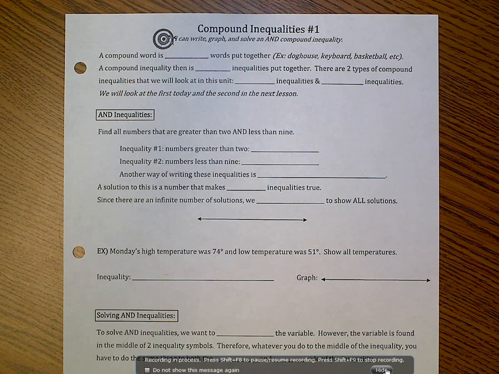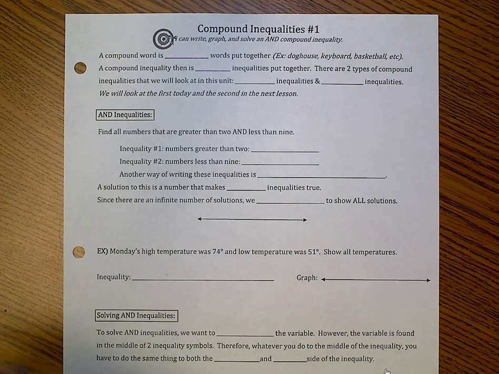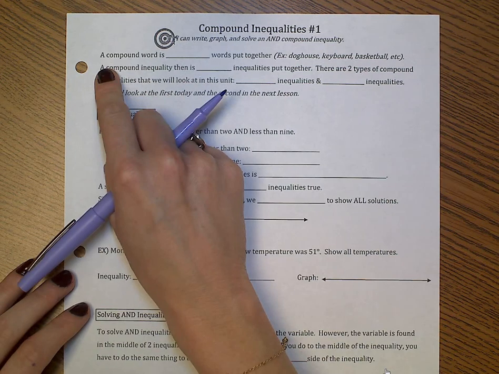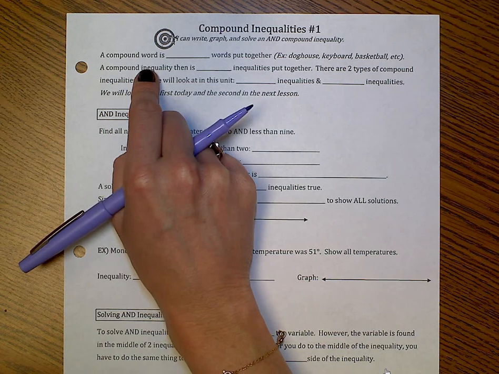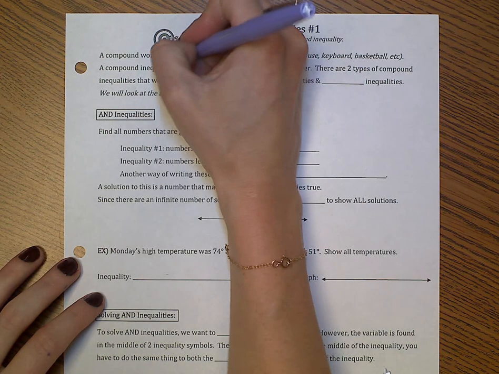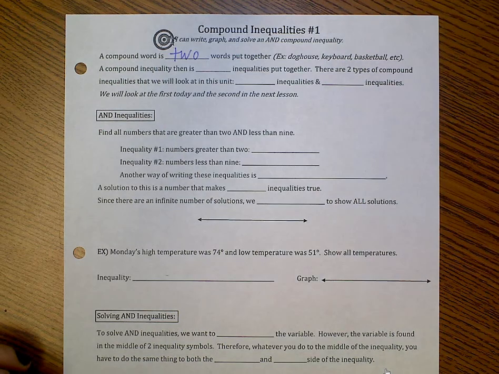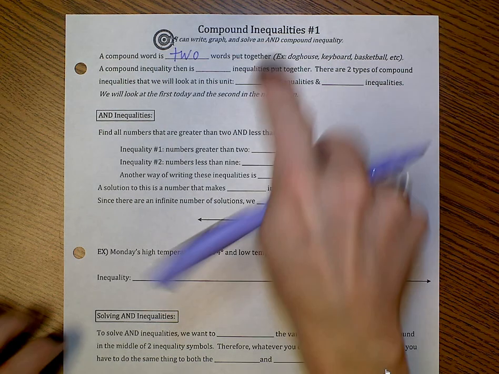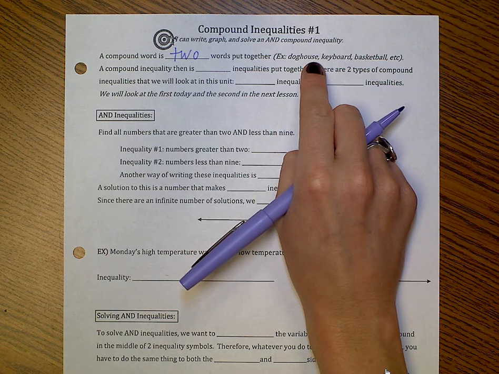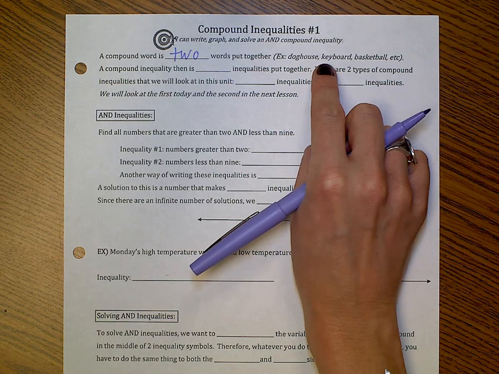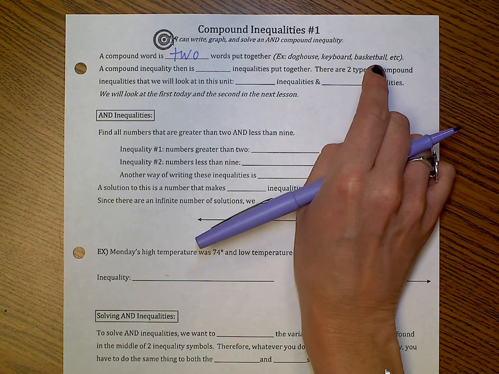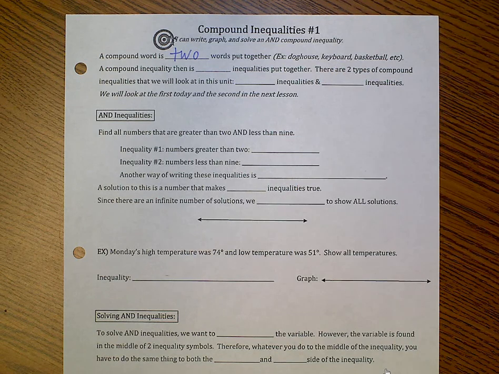We'll be learning about what's called compound inequalities today. Before we get into the math part of it, know that in the English language, a compound word is just two words that are put together. Not too fancy, sounds fancy. For example, dog and house, we put that together and we say doghouse. Or keyboard, basketball. Okay, so a compound word is two words just strung together.